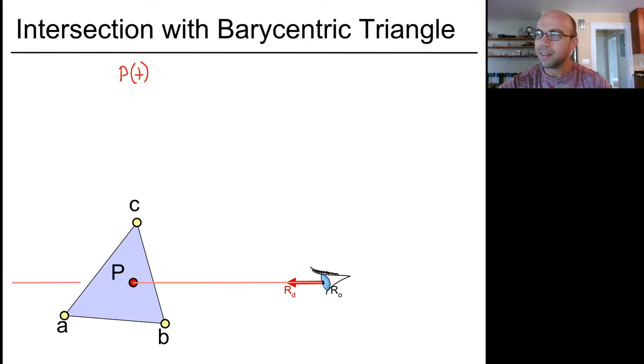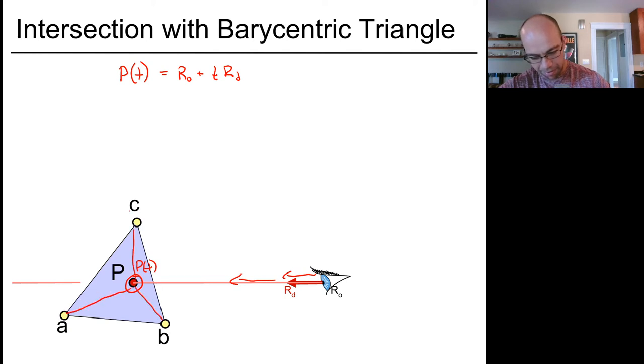And what does our ray look like? Well, it looks like the ray origin plus t times the ray direction. Remember that t takes this vector out of your eye and scales it different amounts. And then meanwhile, I also want that there's some point P of t that also has barycentric coordinates inside of my triangle. So I'd also like that this is equal to P of maybe just beta and gamma, where this is A plus beta E1 plus gamma E2.